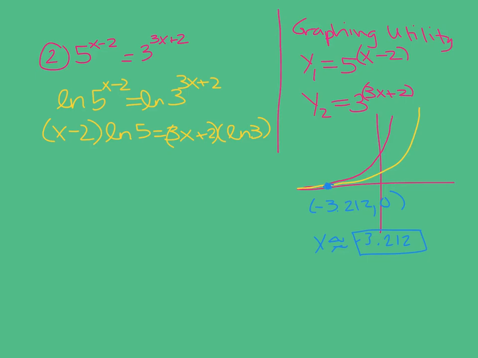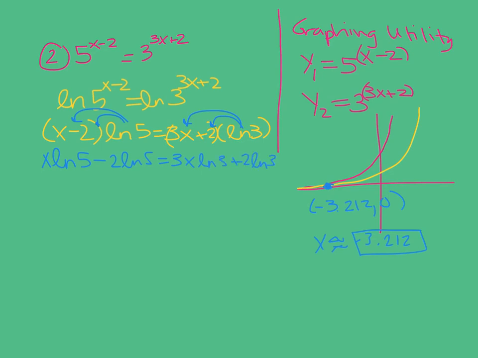We're going to have to move all of the stuff with an x on one side of the equal sign and move the stuff without an x on the other side. So I'm going to distribute this ln of 5 and this ln of 3. Please don't forget the distributing part. A lot of people, they just put the 2 times ln of 5 and the 2 times ln of 3, so don't forget that step. So I get x ln 5 minus 2 ln 5 is equal to 3x ln of 3 plus 2 ln 3.